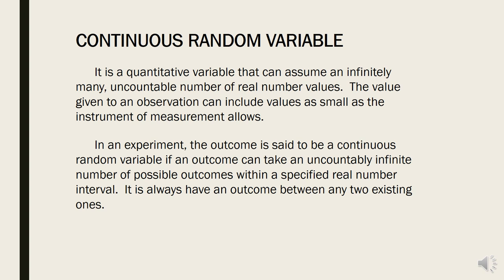Now, let us discuss the continuous random variable. It is a quantitative variable that can assume infinitely many or uncountable number of real number values. The value given to an observation can include values as small as the instrument of measurement allows. In an experiment, the outcome is said to be a continuous random variable if an outcome can take an uncountably infinite number of possible outcomes within a specified real number interval. There is always an outcome between any two existing ones.